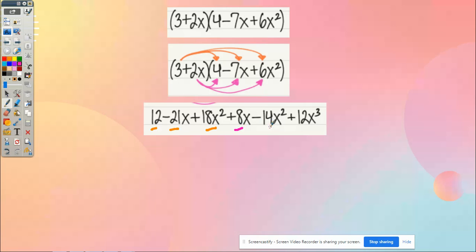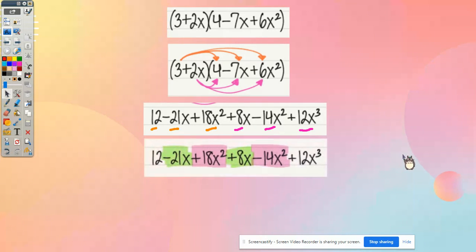Then this is when I did the pink. I distributed from closest to furthest. So as you can see, there are some things that you can combine. So I highlighted them and I did green for whatever has an x with a degree of 1. So that is negative 21x and positive 8x. And I highlighted pink for whatever has a degree of 2. So we have positive 18x squared and negative 14x squared. So those are the only ones we can combine together.